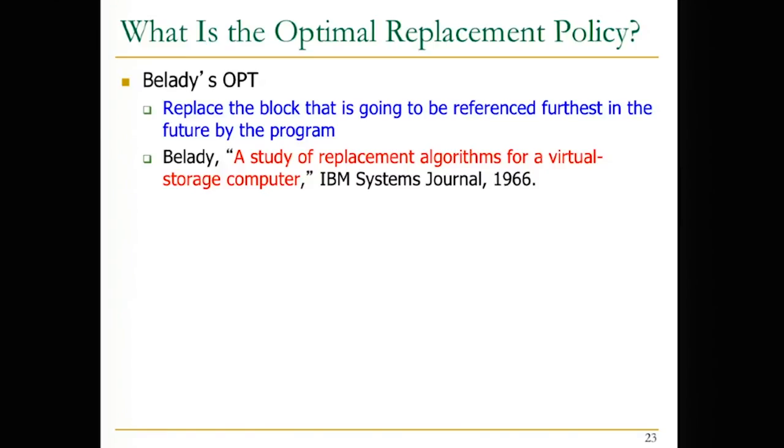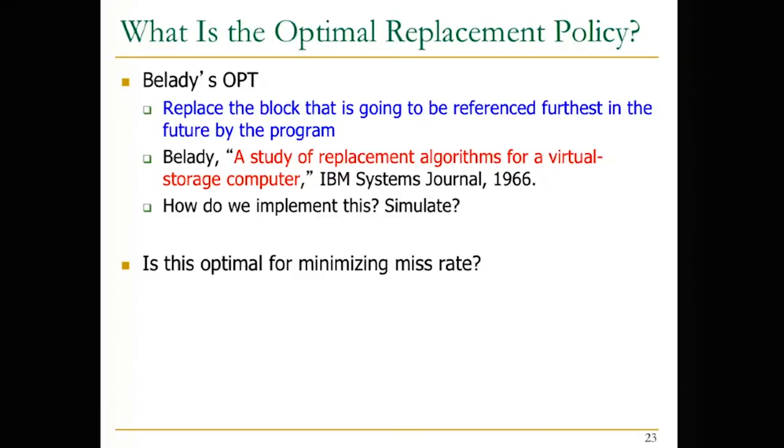Of course, this is hard to implement. How do you figure out what's going to be referenced furthest into the future? LRU is an approximation to this, clearly. And even simulating this is hard. I'm not going to make you do it. So I guess there are several questions over here. Is this optimal for minimizing the miss rate? Who says yes? Now people are scared. Sorry, there is a single yes or no answer. Who says yes? No? This is optimal for minimizing the miss rate, right?